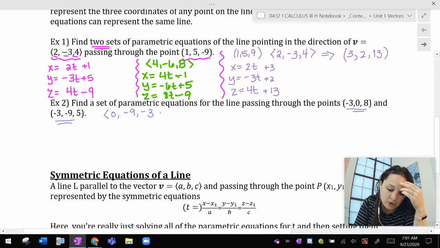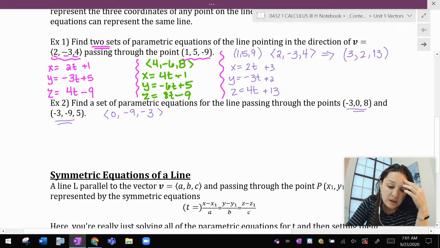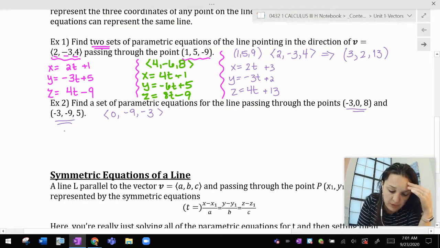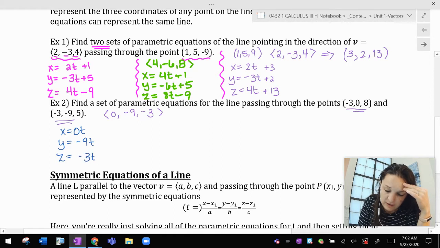And if that's my direction vector, I can use either point for the line. I'm just going to pick the first one. So this is going to be x equals 0t, y equals -9t, z equals -3t, and then I'm going to use that initial point -3, 0, 8.